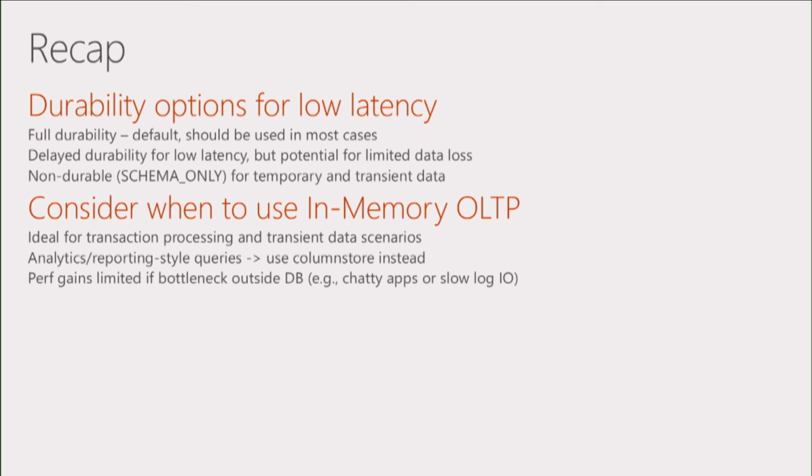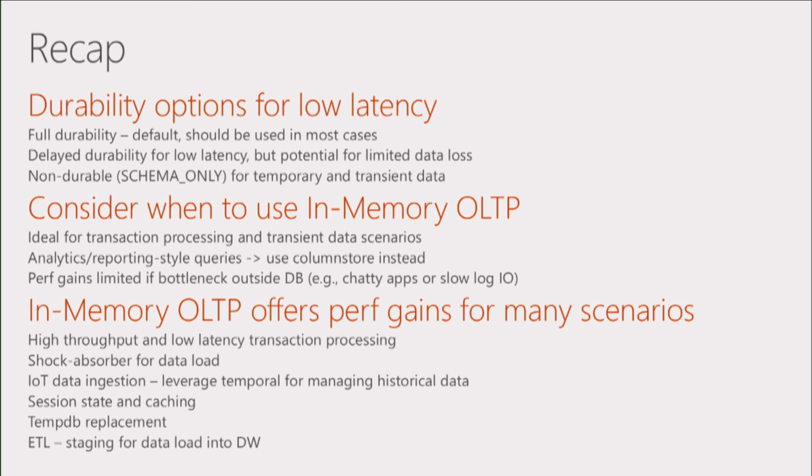Then you want to consider when you want to use in-memory OLTP. It's ideal for transaction processing and also transient data scenarios, as we've seen here. If you have analytics or reporting style workloads, look at column store instead. Also, one factor you want to consider is that the performance gains are going to be limited if the bottleneck is outside the database, like the chatty application we mentioned. We have seen here a lot of scenarios where in-memory OLTP has shown to offer performance benefits. It is, of course, not limited to just these scenarios, but these are the scenarios where we have seen a lot of customers get a lot of benefit from the technology.